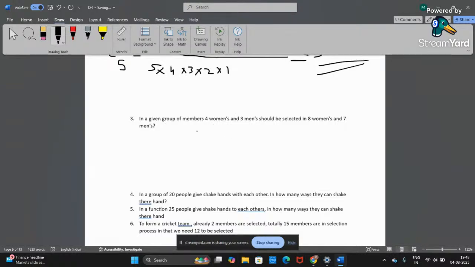In a group, 4 women and 3 men should be selected from 8 women and 6 men. So let's take women first. 8C, how many should be selected? 4. And if it is 'and', then here we have to multiply. Again, 3 men from a group of 7 men: 7C3.